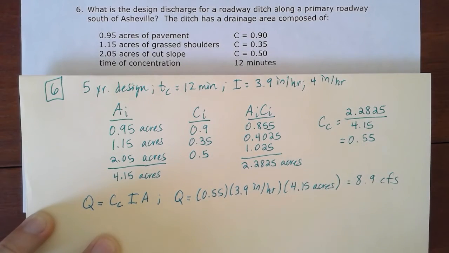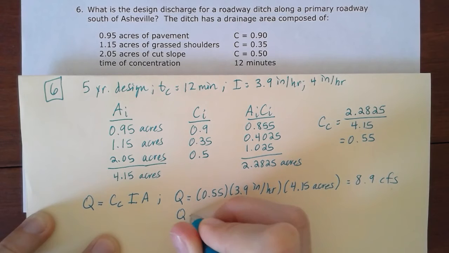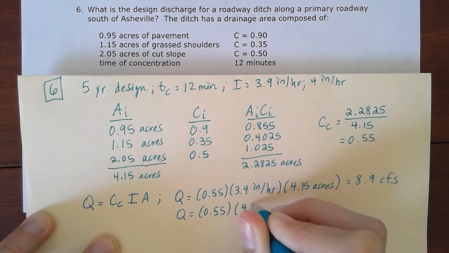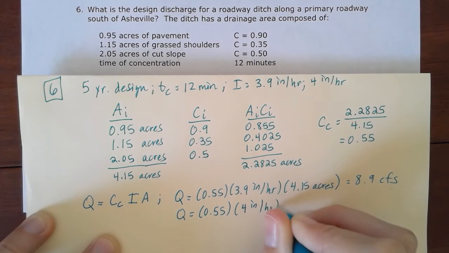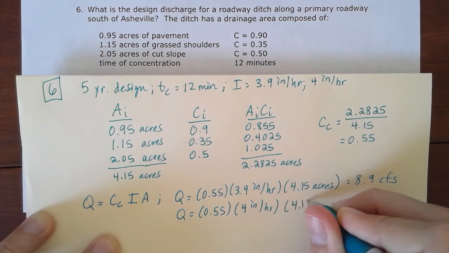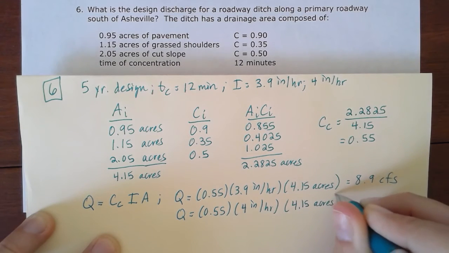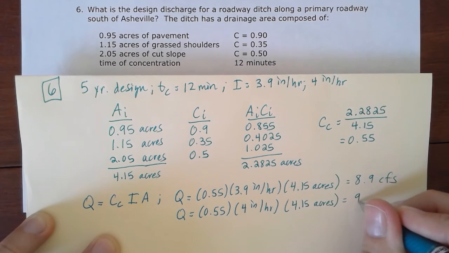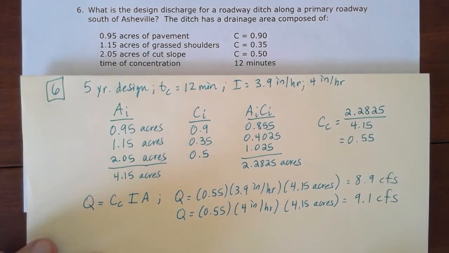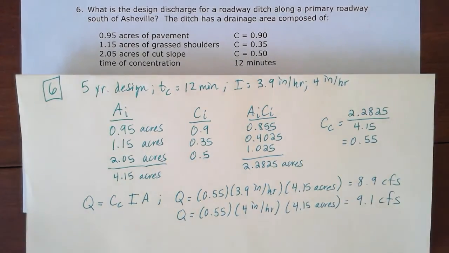And then I can also use the 4, so all the same info, just putting in 4 inches per hour. So it just does make a little bit of a difference what you choose off of that chart. 4.15 acres. So that's just going to affect it just a little bit. It gets me up to 9.1 cubic feet per second. So pretty close, but really anywhere in that ballpark for this estimate for that design discharge would be fine.